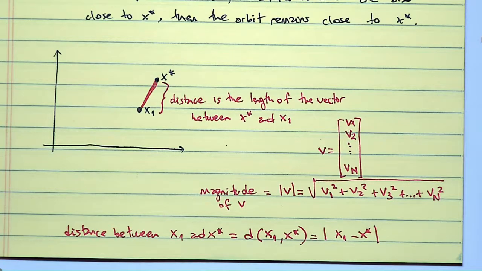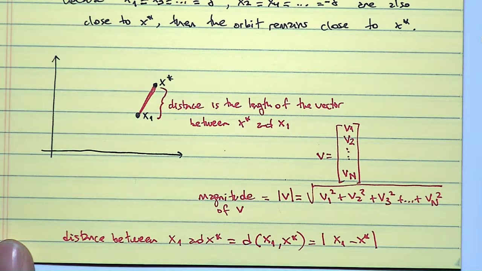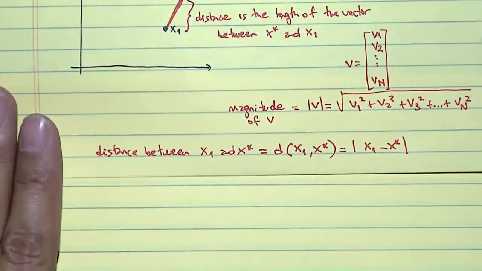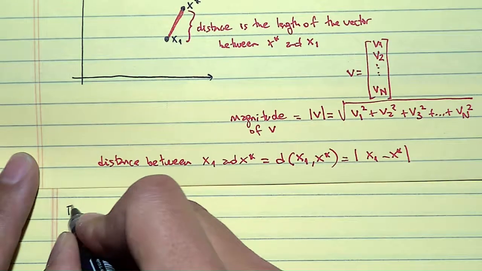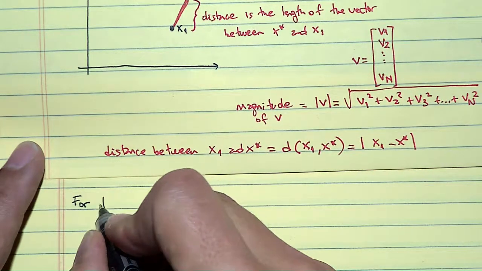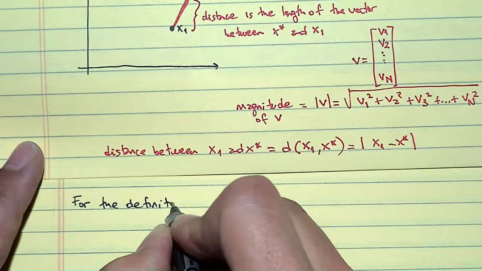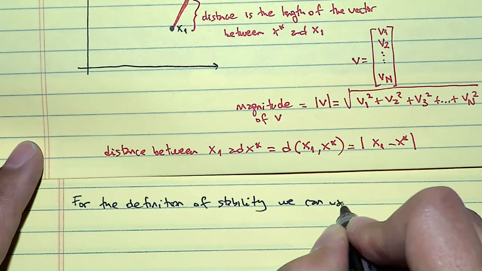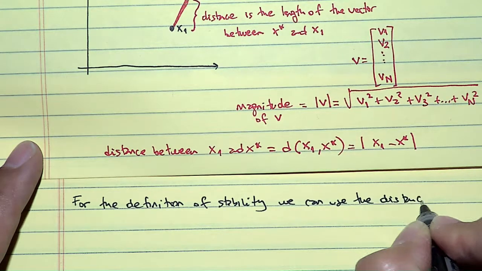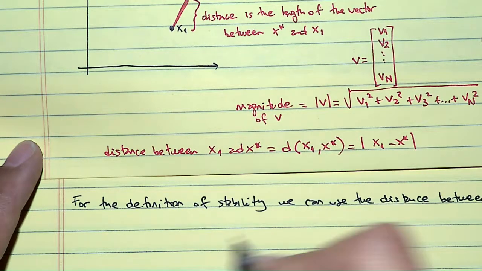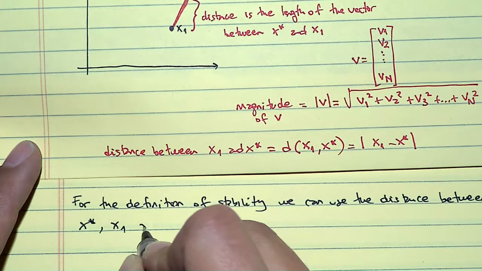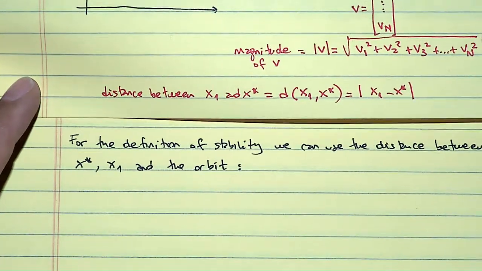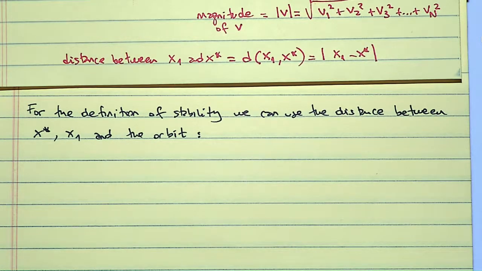Are you with me? Okay. Good news, we will not need these in many higher dimensions than 3, I would say. But now we can say the following definition. Again, this is for the definition of stability. We can use the distance between x star, x1, and the orbit. For the definition of stability, we can use that.